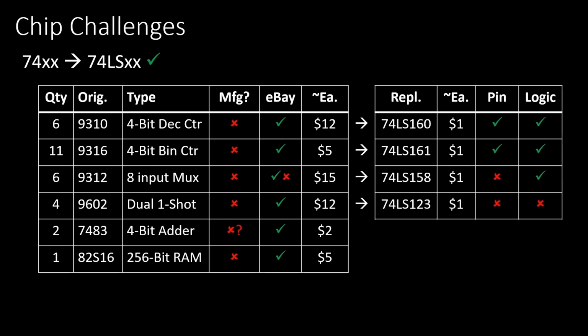For the 9602s, we can use 123s. Once again, not pin compatible and also not 100% functionally equivalent. First of all, the timing is slightly different, but I don't think the difference is material. These are mostly used to time the duration of sound effects, and you wouldn't notice the difference. There are some slight logic differences, however, that we need to discuss.